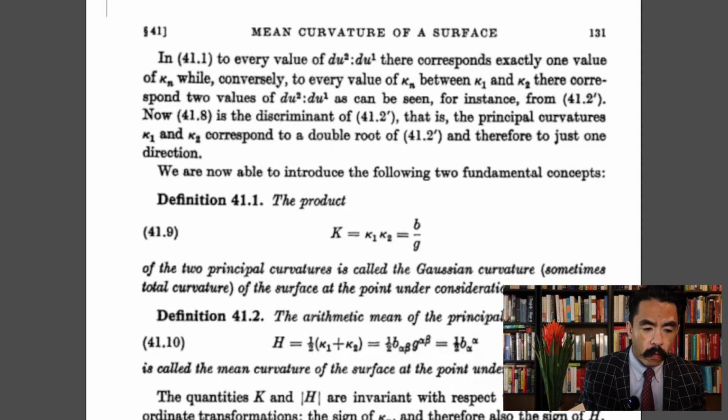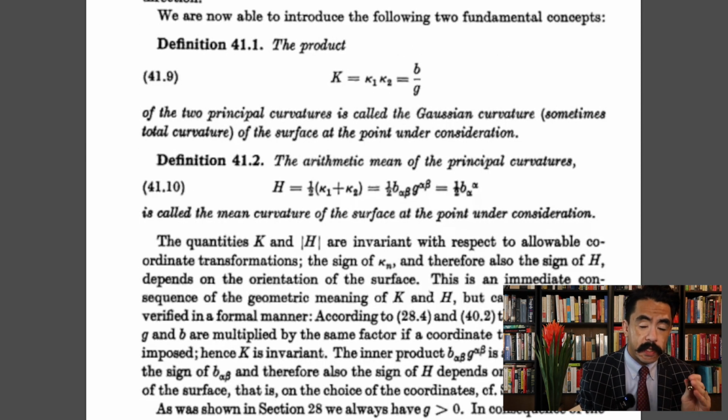Definition 41.1. The product capital K, which is equal to kappa sub 1 times kappa sub 2, equaling b over g, that is the discriminant of the second fundamental form over the discriminant of the first fundamental form, of the two principal curvatures, is called the Gaussian curvature, sometimes total curvature, of the surface at the point under consideration.